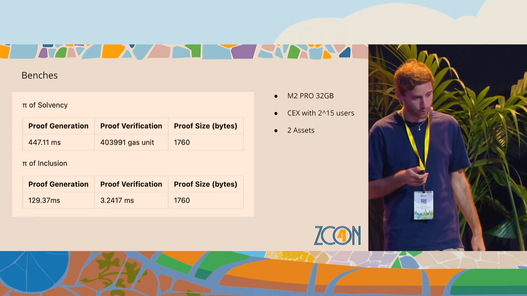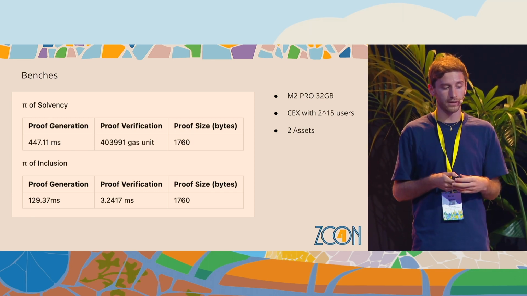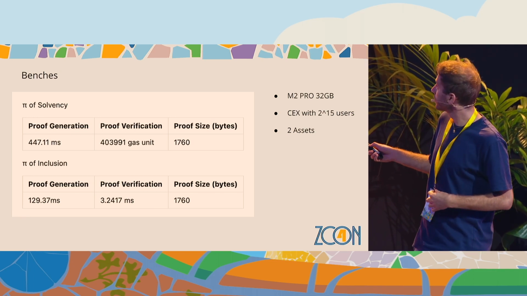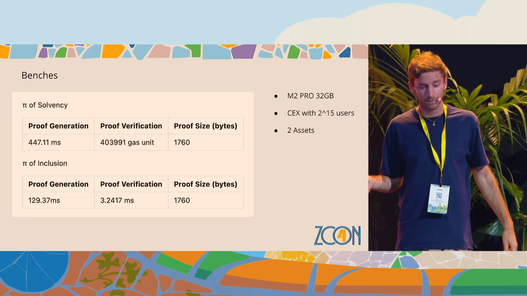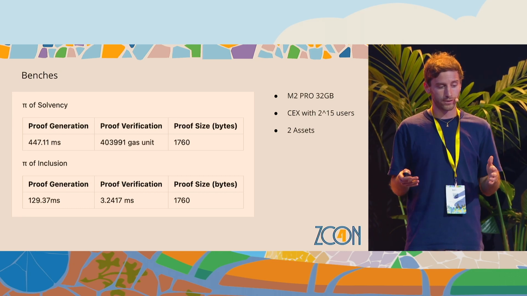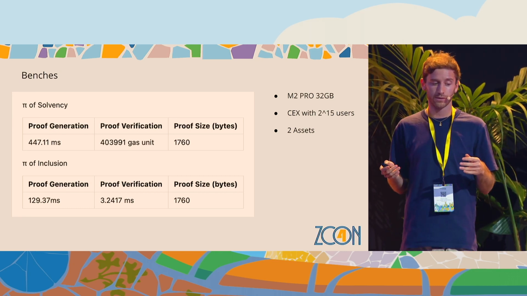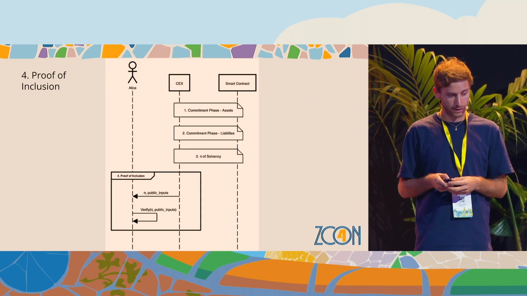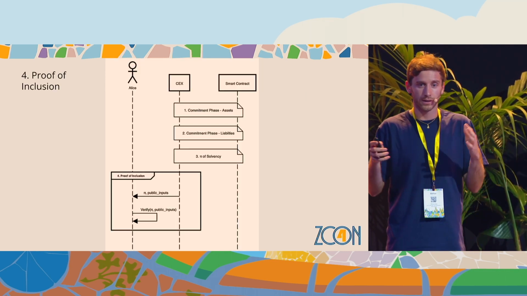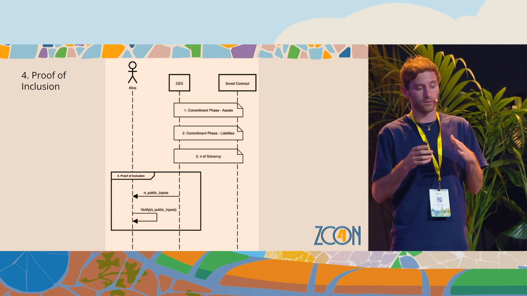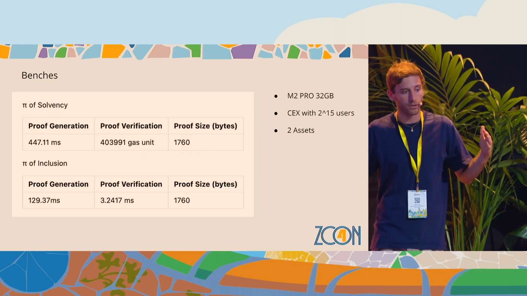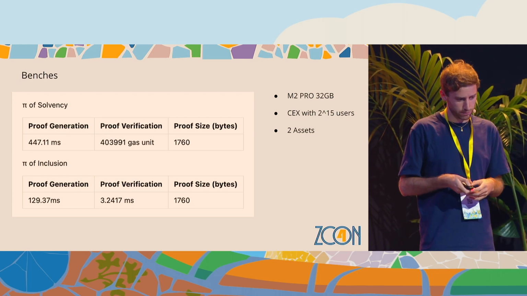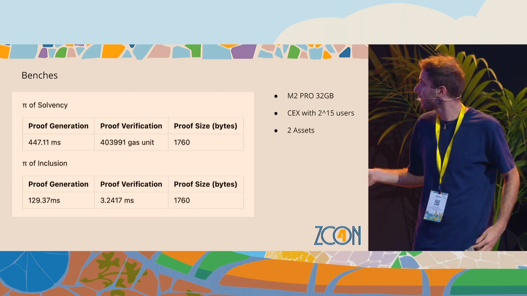And lastly, before going into the Halo2 design, what are our benchmarks? All the benchmarks have been run on my laptop, and we have considered a centralized exchange with 2 to the 15 users and 2 assets, because, as I mentioned before, we consider an example with just 1 asset, but this Merkle sum tree can support infinite assets. And we get very good results, I think.